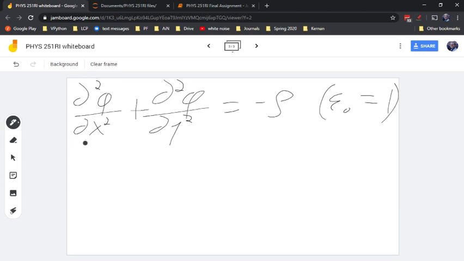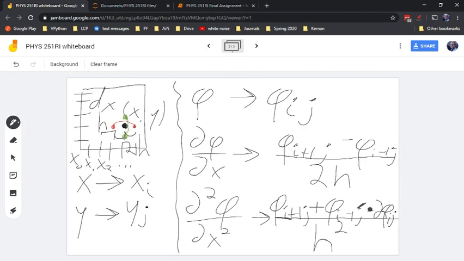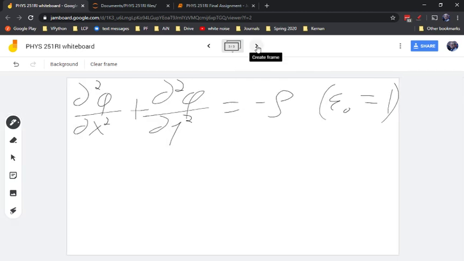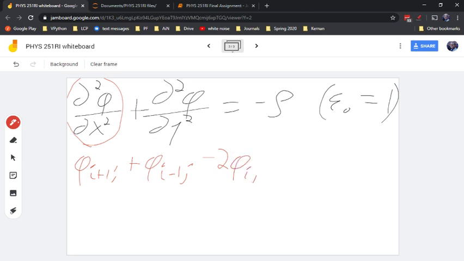Okay, so if we go back to our little recipe, this is the recipe you follow every single time. The second derivative gets replaced by this thing. So for this piece here, we're going to have phi at i plus 1, j plus phi at i minus 1, j, minus 2 phi at ij, all over h squared. Then we need to do the same thing for the second derivative with respect to y.